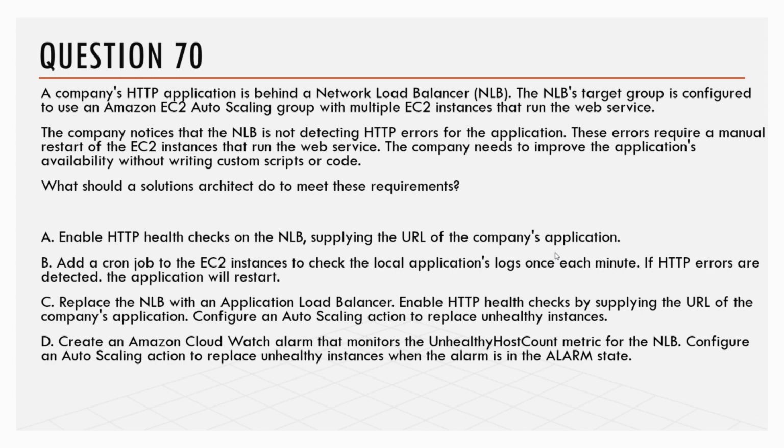Option C. Replace the NLB with an ALB. Enable HTTP health checks by supplying the URL of the company's application. Configure an auto scaling action to replace unhealthy instances. Option D, create an Amazon CloudWatch alarm that monitors the unhealthy host count metric for the NLB. Configure an auto scaling action to replace unhealthy instances when the alarm is in the alarm state.